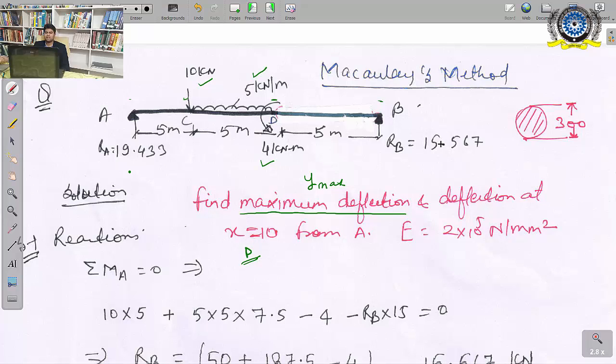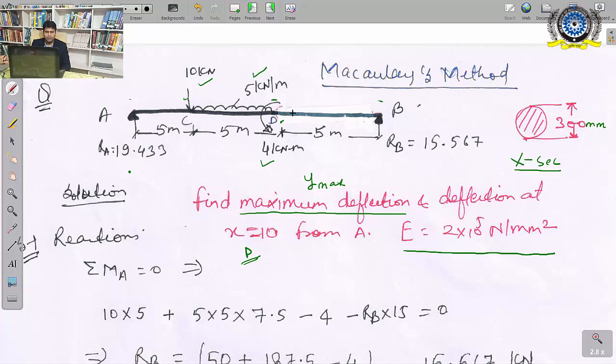What is given? It is given that the cross section of the beam is circular with a diameter of 300 mm. The modulus of elasticity of the beam is given as E equals 2 into 10 to the 5 Newton per mm square. So all these properties of the beam are given to us, and we need to find out deflection y max in the beam and deflection at x equal to 10, that is point D. X equal to 10 is point D.